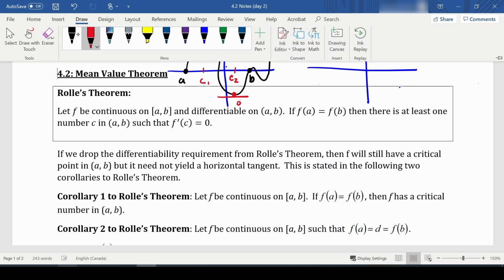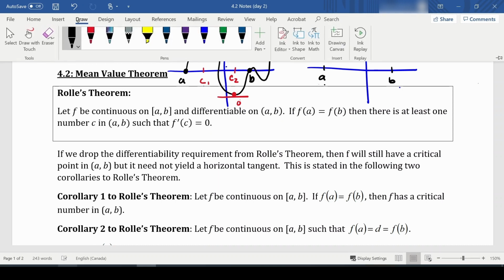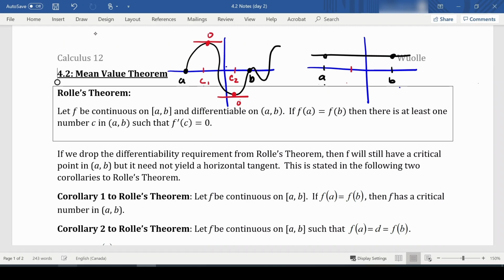Now the other example we could have is just a straight line. This is a, this is b. Both of these y values are the same. And no matter where I put my c in between, if I draw a tangent at that point, I would have f'(c) equals 0.